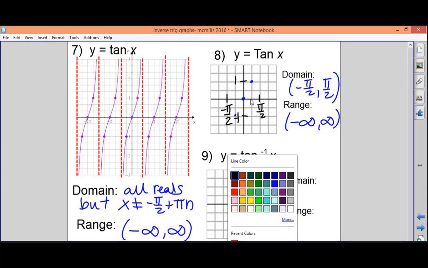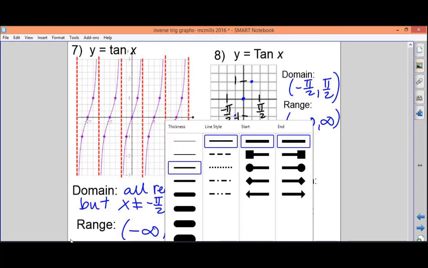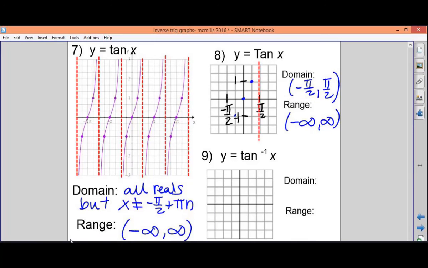So at pi over 4, remember the tangent of pi over 4 is 1. The tangent of negative pi over 4 is -1. So those are important points. And then the asymptotes are at pi over 2 and negative pi over 2. And then you just draw your basic curve for tangent, just showing one period with the principal values. That's a really bad drawing, sorry.